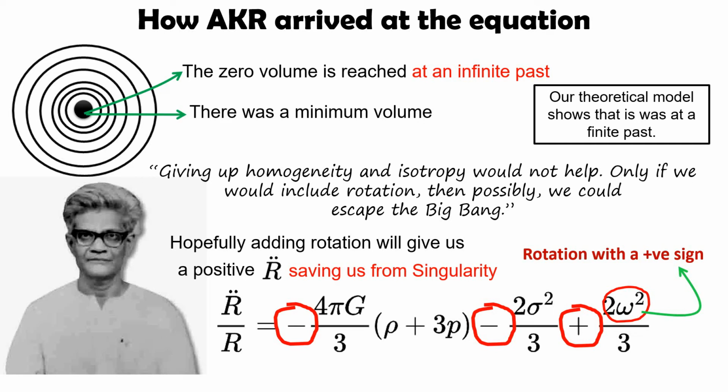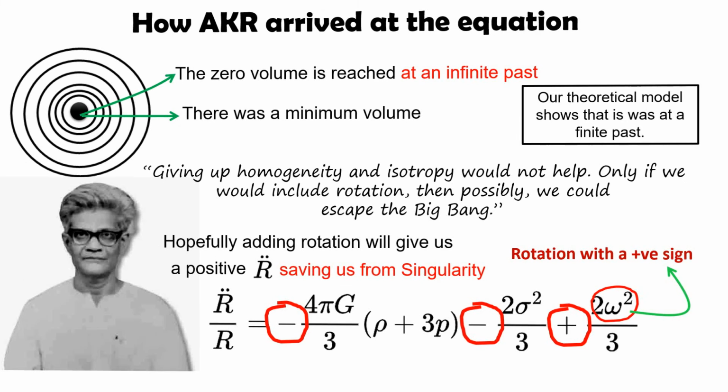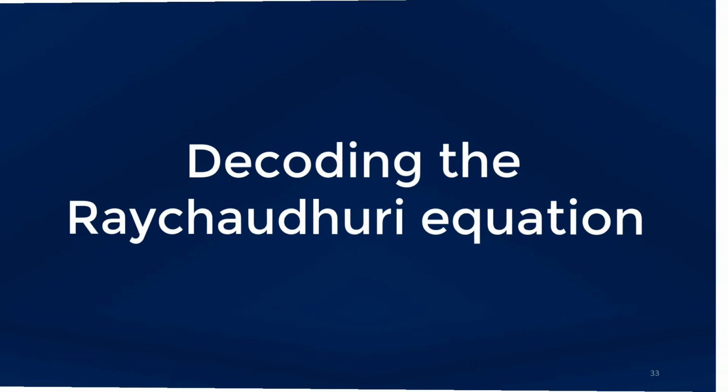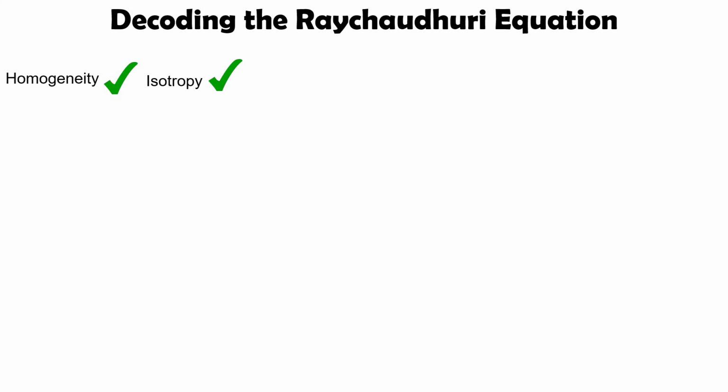because rotation has got a positive sign, we get a positive r double dot, that is the acceleration part, and it will possibly help us to save from singularity. This was actually the seminal contribution. This is how AKR arrived at the equation. And now we will speak of decoding the Raychaudhuri equation, or what actually the Raychaudhuri equation means and why it is so important, coming up in this part of the video.